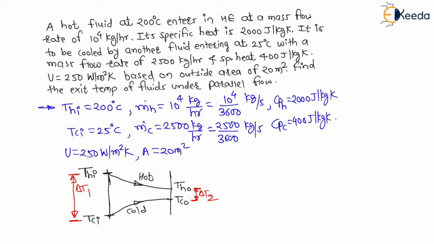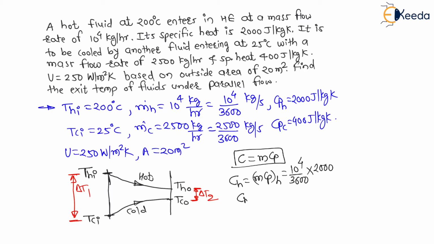Now here we will solve this question with the help of effectiveness method. Now in effectiveness method, the C is nothing but MCP product, right? So let us calculate this C for hot fluid and cold fluid. Therefore we can say C of hot fluid will be equal to MCP of hot fluid will be equal to mass of hot fluid is 10 to the power 4 divided by 3600 into Cp is 2000, right? So this C of hot fluid will be equal to, let us find this C of hot fluid, right? Then you will get the C of hot fluid will be equal to 555.55. This should be C of hot fluid.